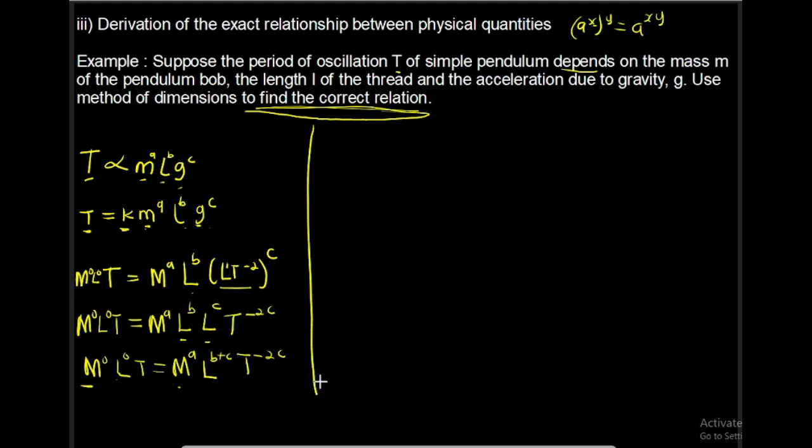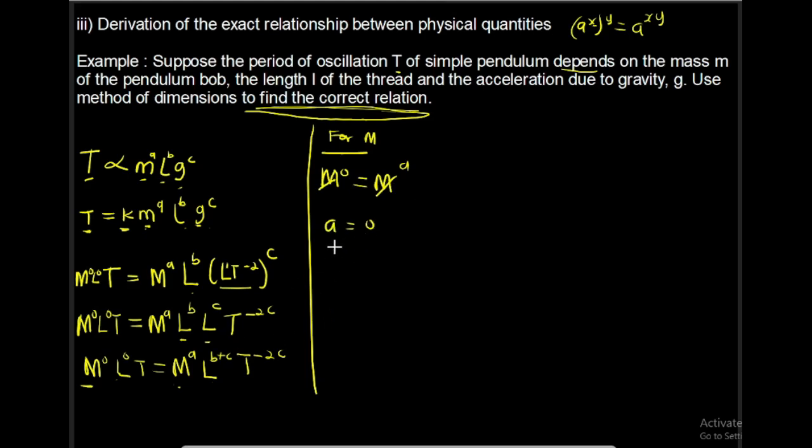So for dimension M, we're going to have M raised to power 0 equals M raised to power a. Discover that M is appearing on both sides. Since it's appearing on both sides of the equation, and both of them are bases, we can cancel them out. So at the end of the day, for M, we're going to have a equals 0.